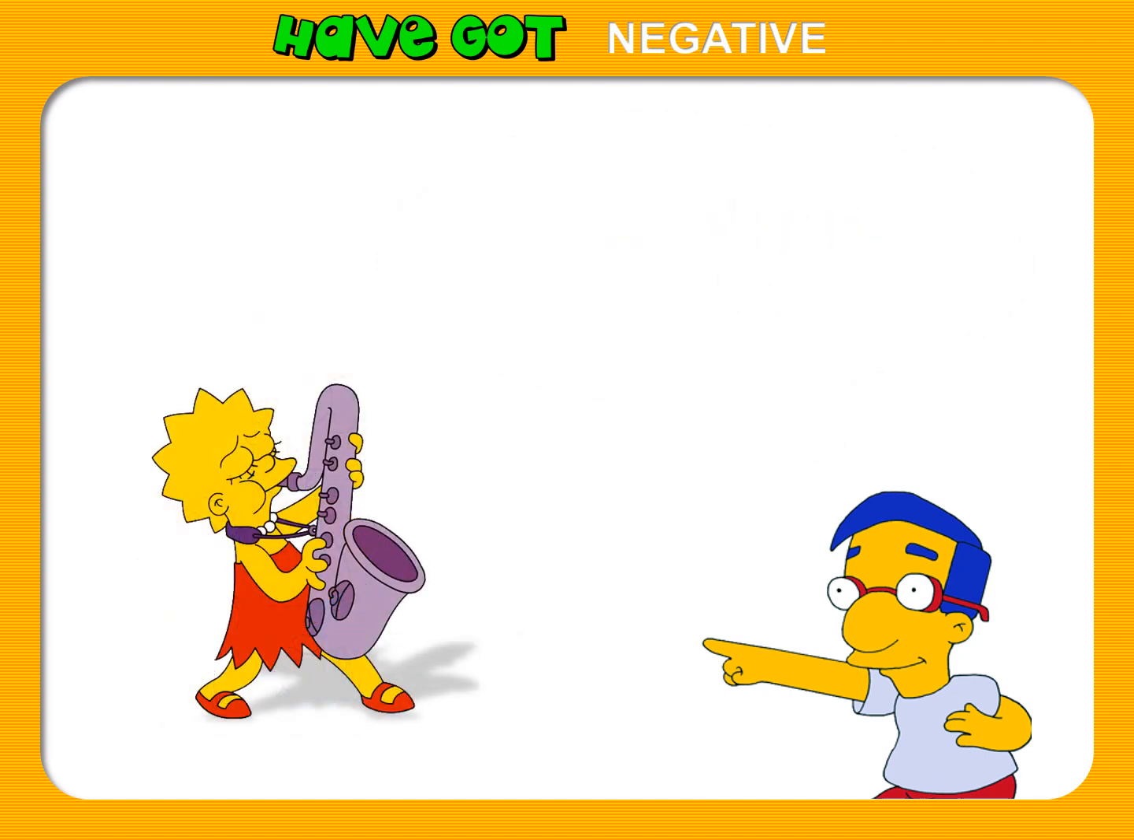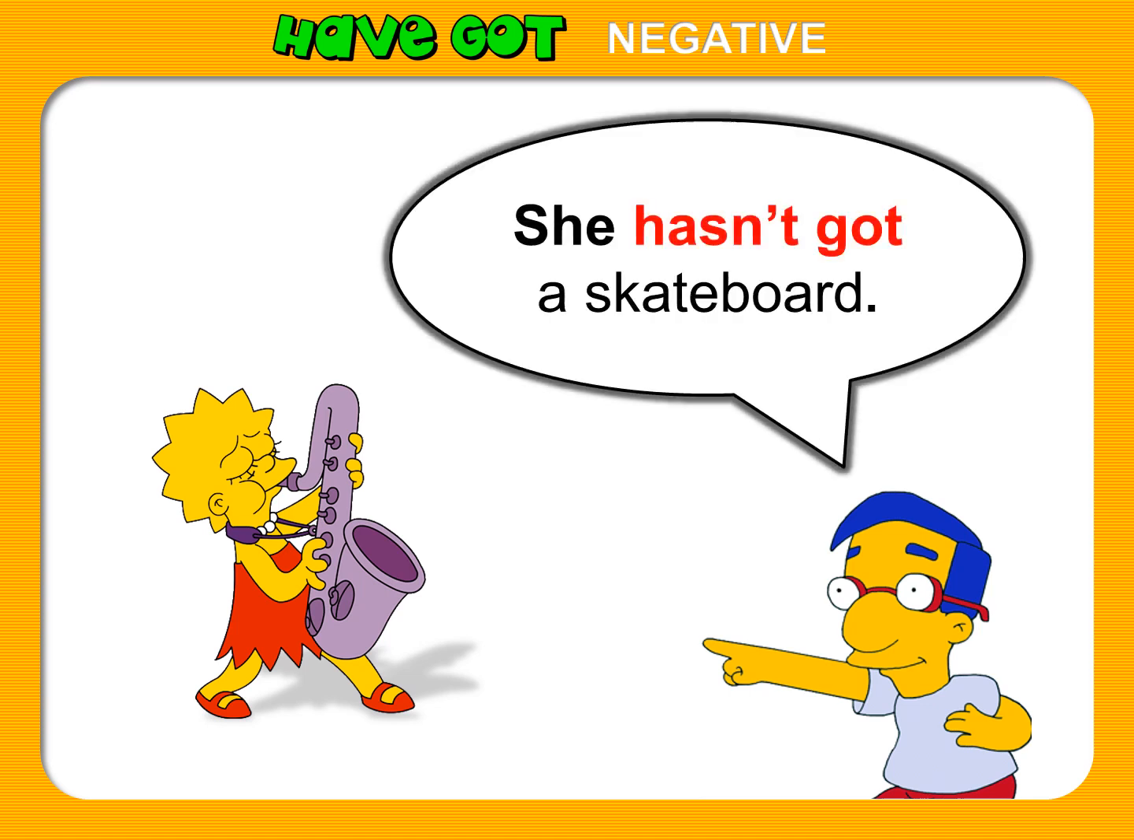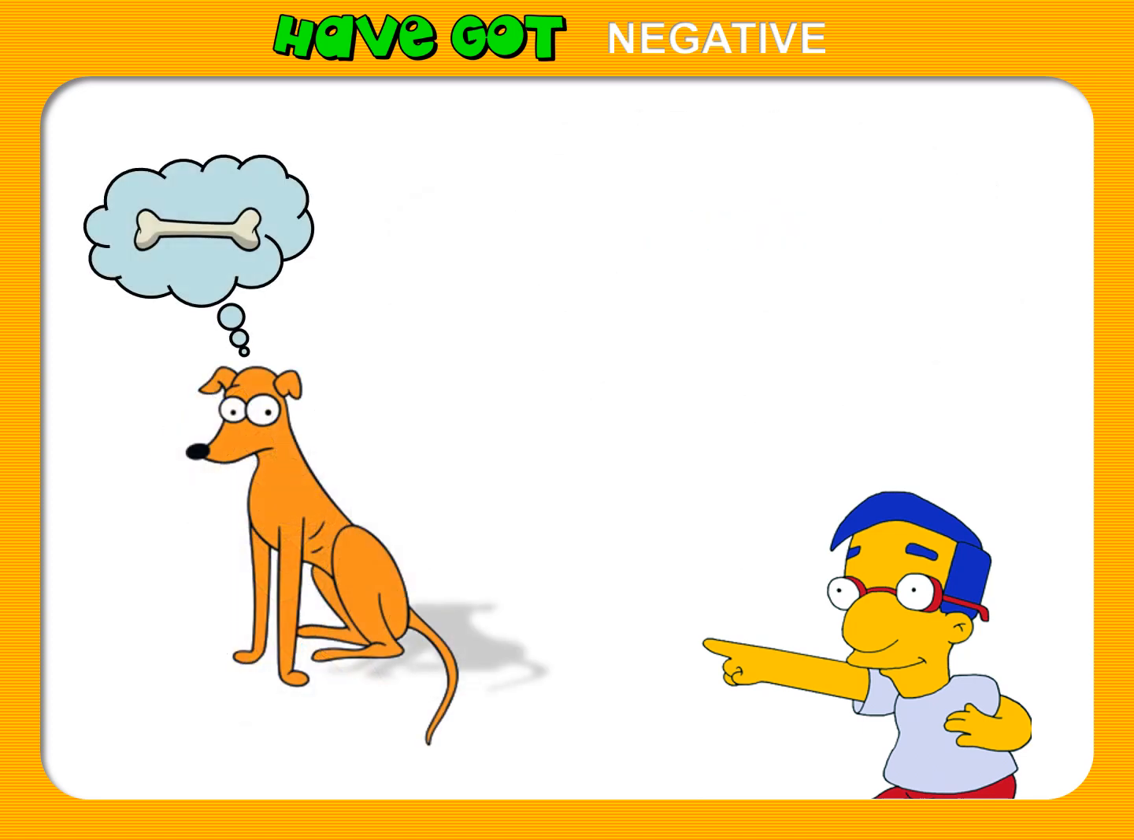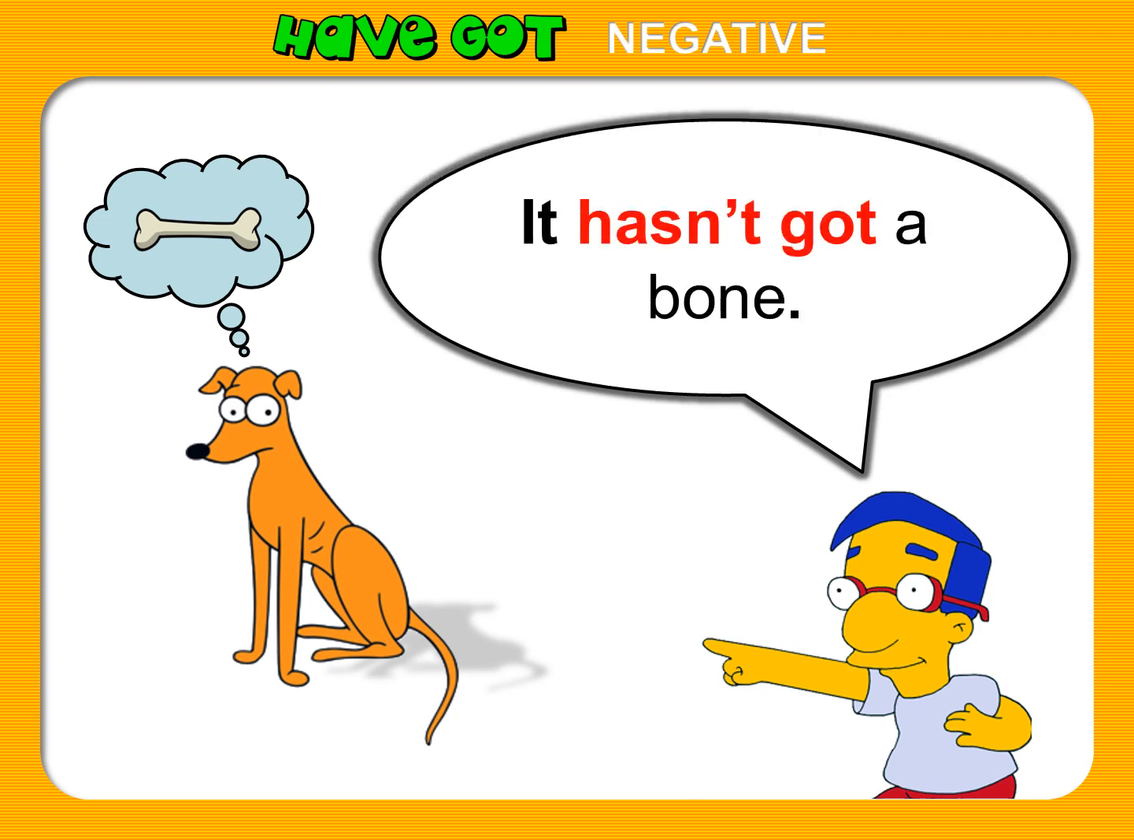What about this one? How can I make it negative? Can I say she hasn't got a saxophone? No, she has got a saxophone. She hasn't got a skateboard, but she has a saxophone. What about this one? Does the dog have a bone here? No. So I'll say, it hasn't got a bone.